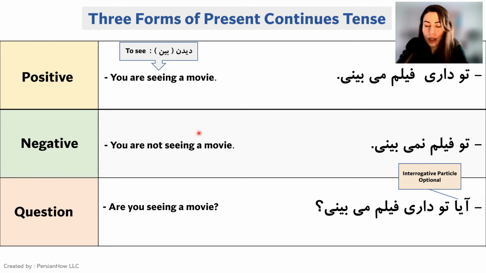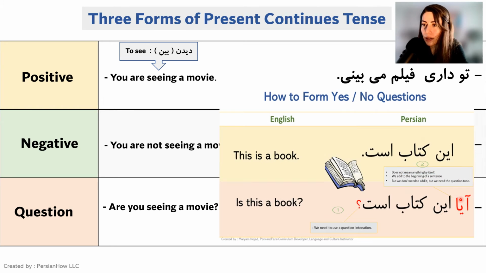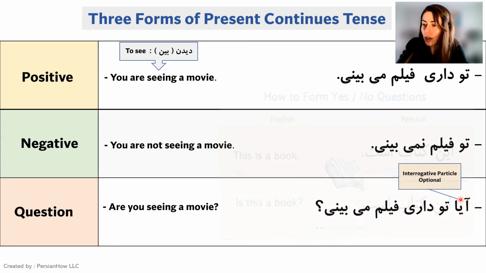Right? And then for the question form, we want to ask, are you seeing a movie? Then it would be آیا تو داری فیلم میبینی? So here we have the interrogative particle آیا, which we learned in lesson 2 or lesson 3. So we said that آیا does not mean anything, first of all. It doesn't have any meaning. It's just something we use to form a question.